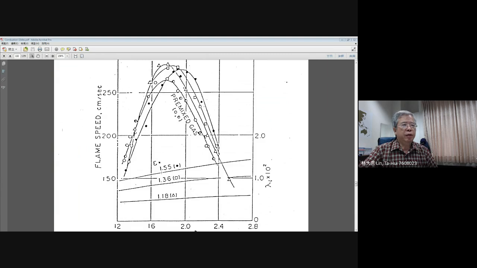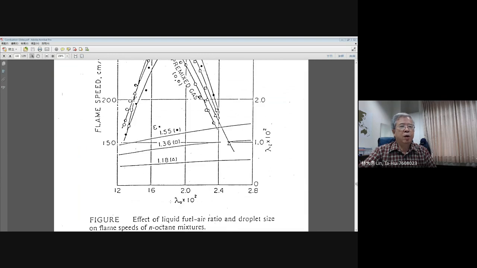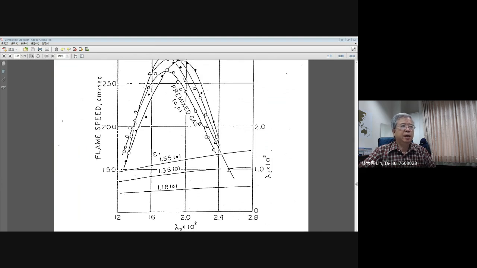The expansion ratios are 1.55, 1.36, 1.18, and so on. A larger expansion means you will produce more uniform, larger droplets in this combustion chamber. Then they ignite it and measure the propagation speed of a spherical flame. Here, lambda is the overall equivalence ratio, or they use the fuel ratio. You can think of this as equivalent to the equivalence ratio. And the vertical axis represents the flame speed.